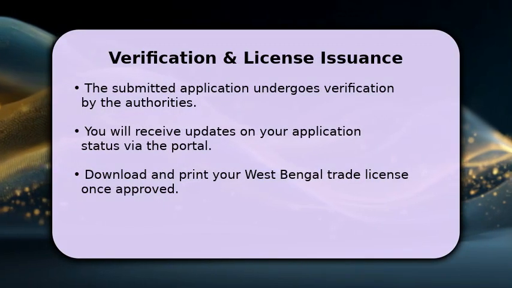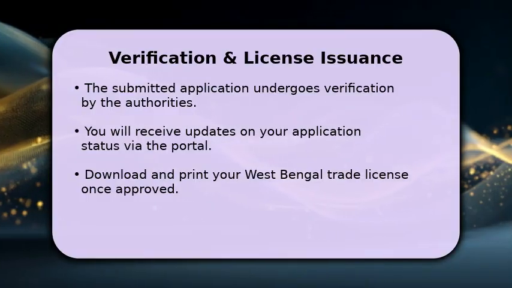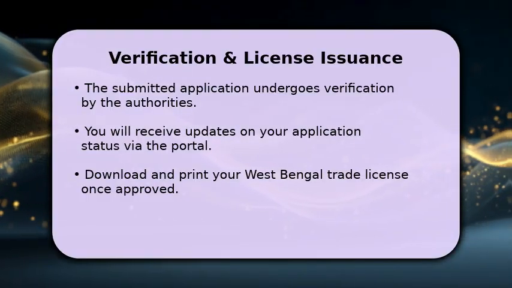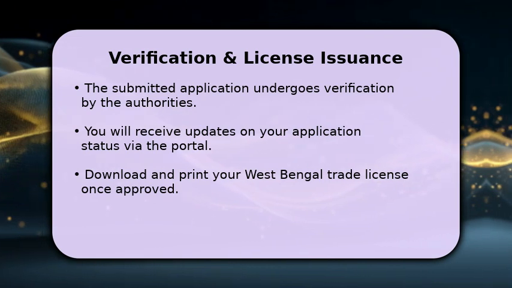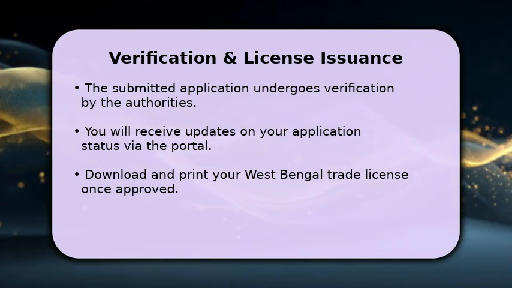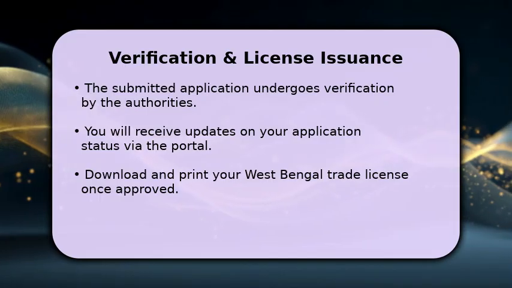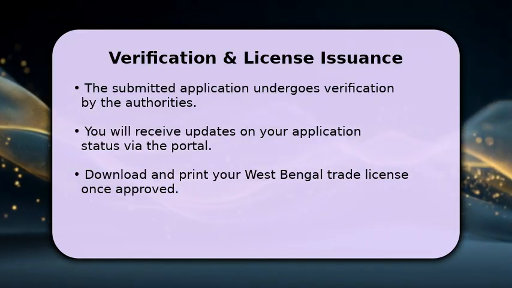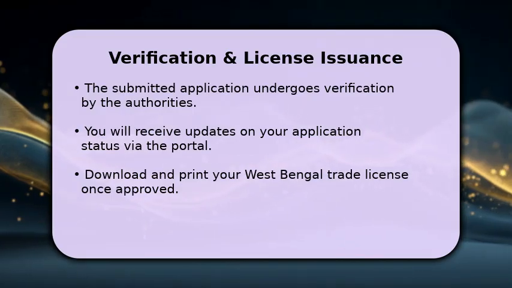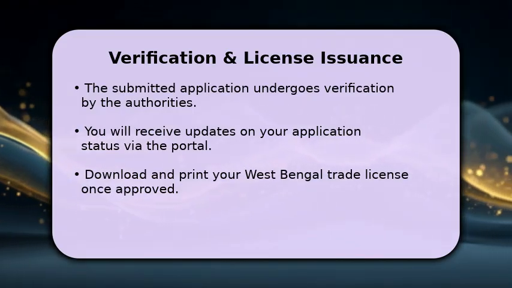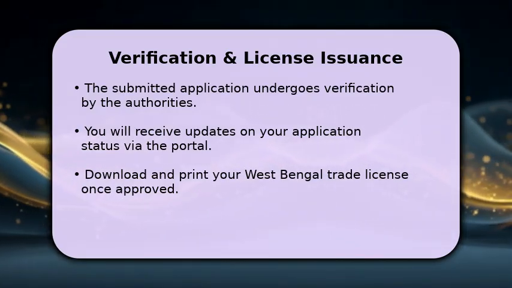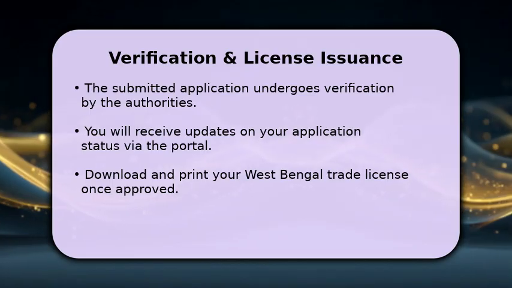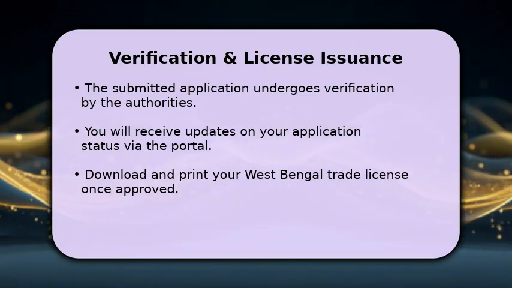Following your submission, the authorities will begin the verification process of your application and documents. You can regularly check the status of your application directly on the portal using your reference number. Once your application is approved, you will be notified, and you can then download and print your official West Bengal trade license. This completes the online application journey for your business.